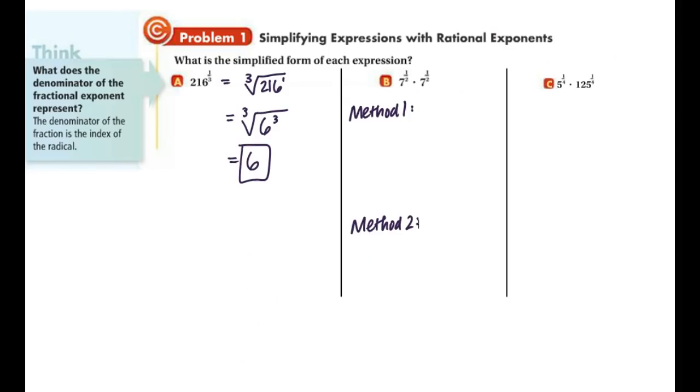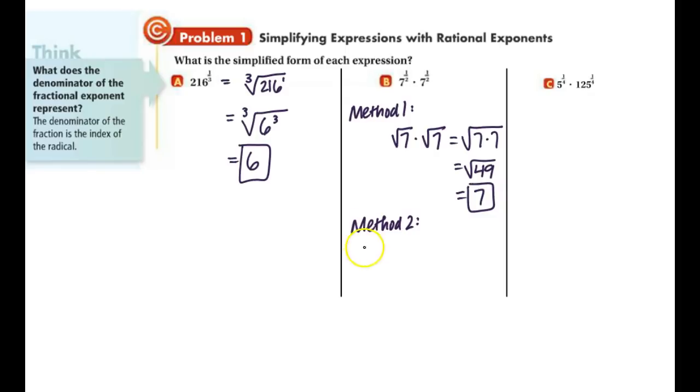In part B, we have 7 to the 1/2 power times 7 to the 1/2 power. There's two ways to solve this problem, so I'd like to show you both. Let's use the radical approach first. Remember, if something's raised to the 1/2 power, we're essentially just taking the square root of that. So square root of 7 times square root of 7. We can multiply these because we have the same index. It's a square root. So that means we have square root of 7 times 7, which is equal to square root of 49. And we know that square root of 49 is equal to 7. So 7 to the 1/2 power times itself is just equal to 7.